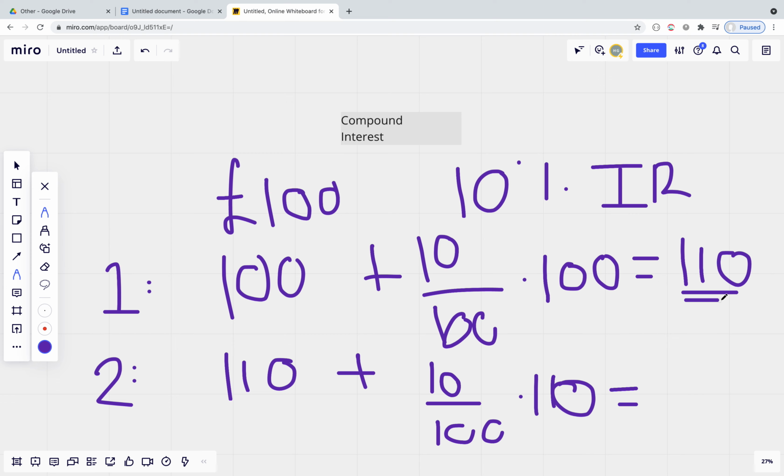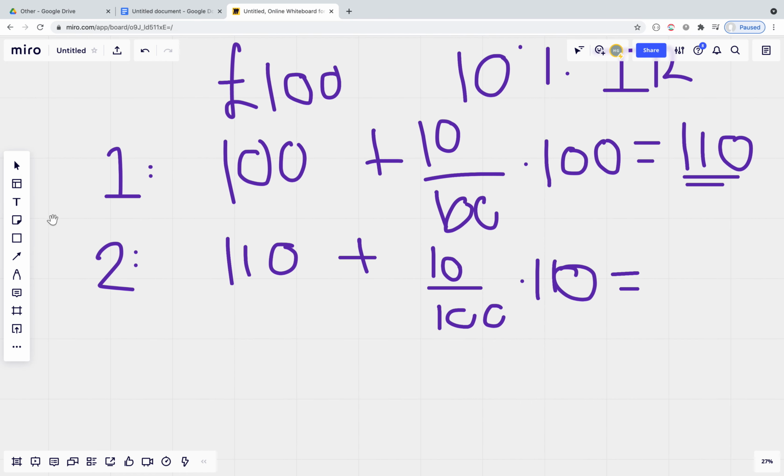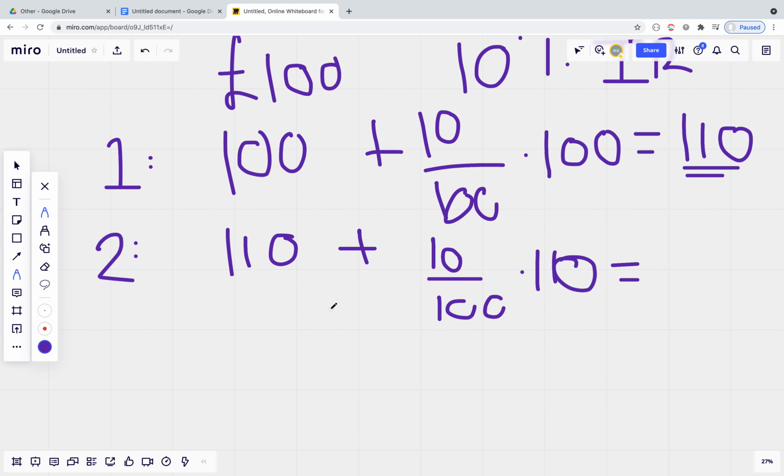So this £110 basically becomes your new principal value, and your fee or your cost changes every year. Okay, so it becomes higher and higher each year because you're adding interest onto your original interest, and that's all there is to compound interest. So this here will become 110 plus 10% of 110.